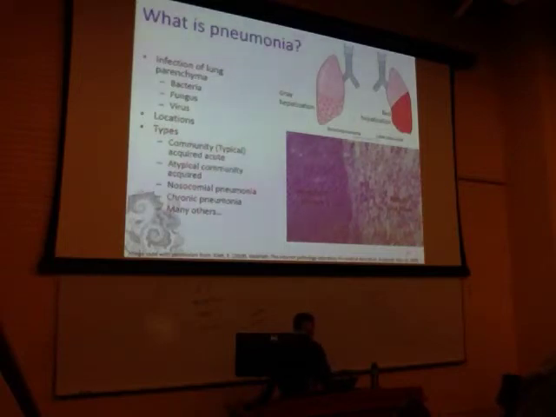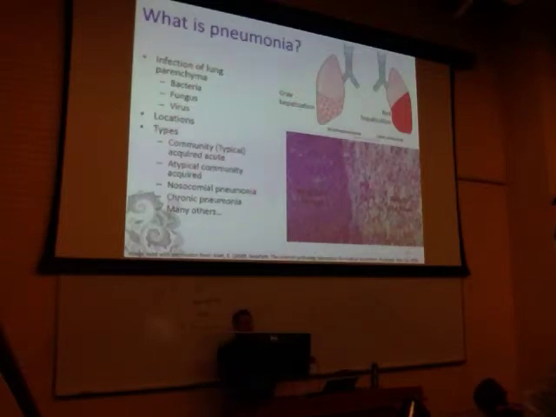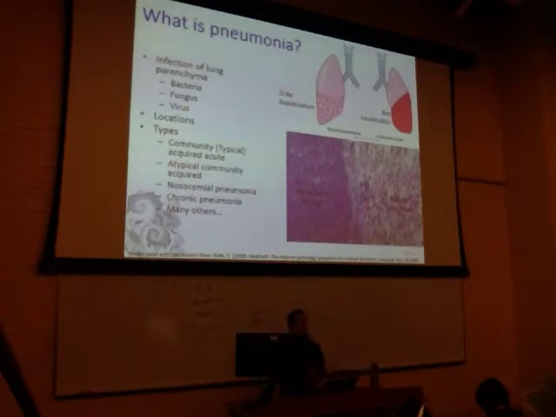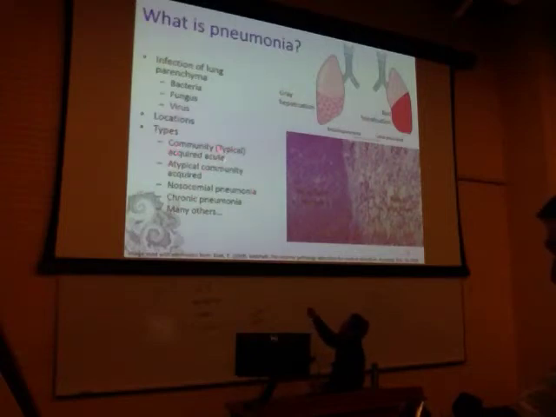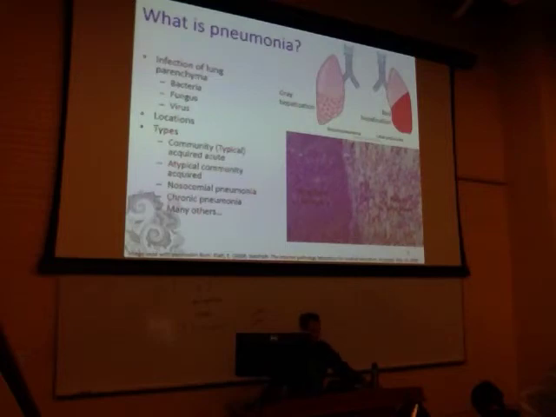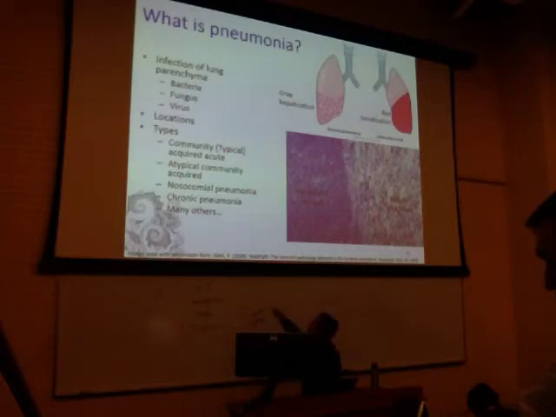There's many types of syndromes, if you will, and we're going to focus on a few. So the types: the community or the typical acquired is bacterial, the most common, right? That's that first one. This one's basically saying the most common being bacterial. Atypical community acquired is fungal or viral, what we just said. Now, some other categories or types, if you will.